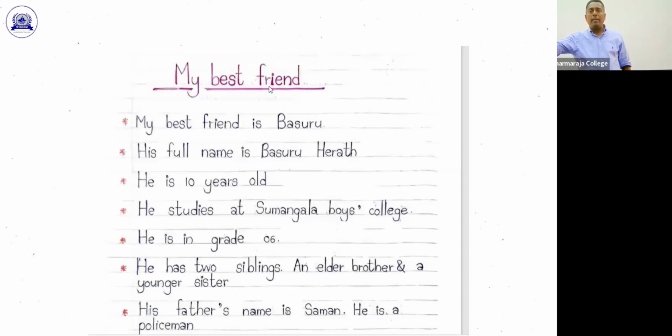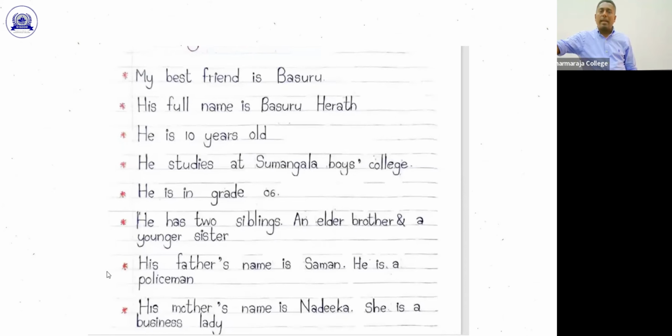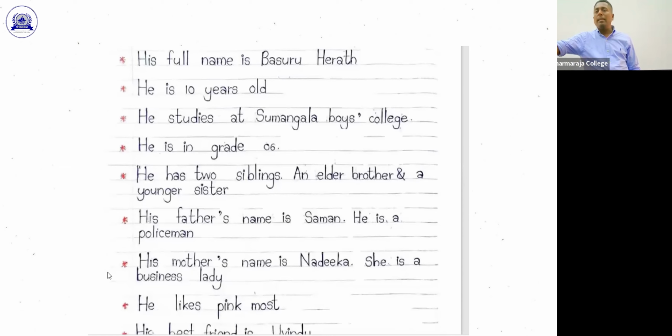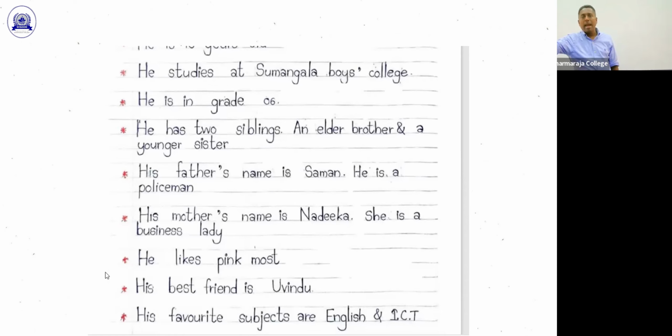My best friend. My best friend is Basu. His full name is Basu Hena. He is 10 years old. He studies at Mangal Boys College. He is in grade 6. He has two siblings, an elder brother and a younger sister.